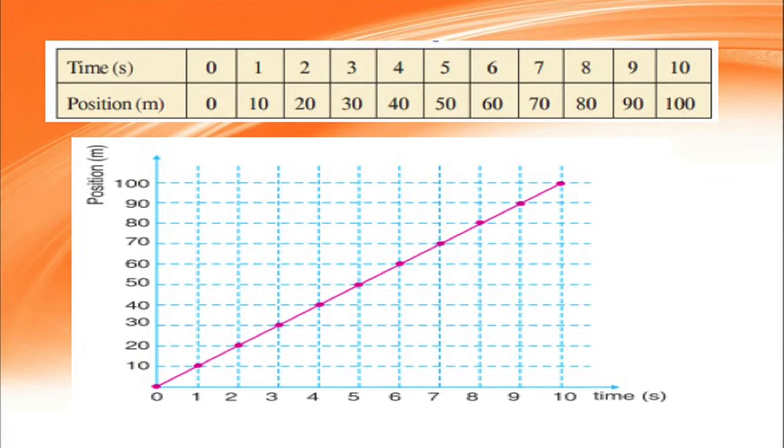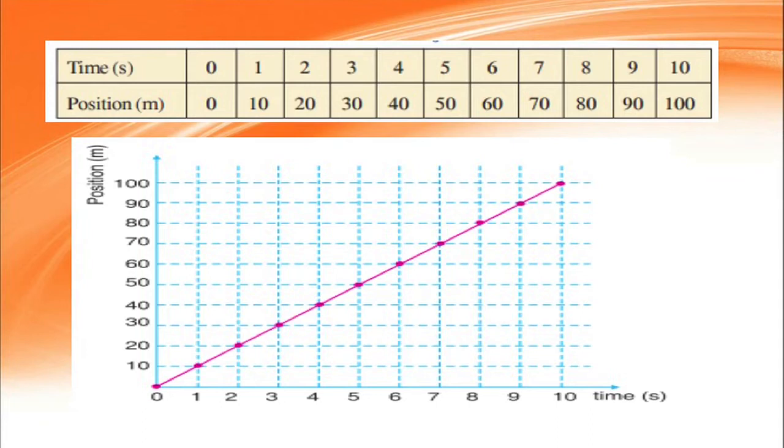In order to plot the position-time graph for the data given in the table, we represent time on the horizontal axis, that is the x-axis, and position on the vertical axis, that is the y-axis, on the graph paper. Next, we choose a suitable scale. For this, the graph obtained is shown in the figure. You can see the graph.